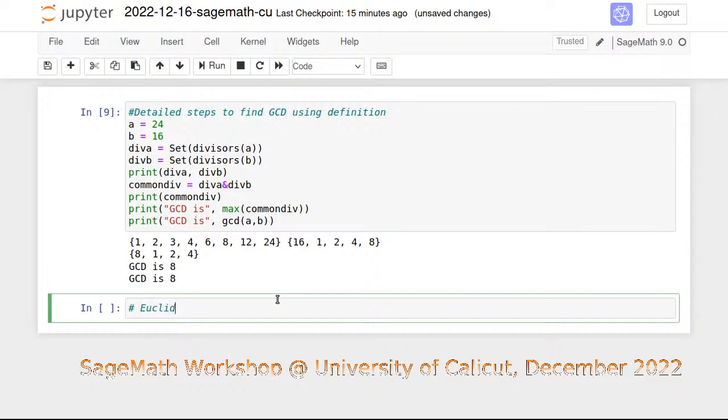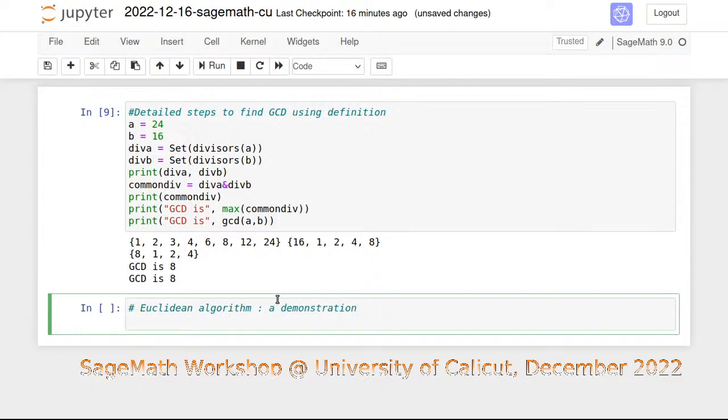Next problem is a demonstration of the Euclidean algorithm. Remember that the steps we follow are: we first write a = bq + r. After that we replace a with b and b with r, and we continue this process until the remainder becomes 0. The last non-zero remainder we take as the GCD. To do that, we have to do all these things in a loop. We need to print out all the things, right?